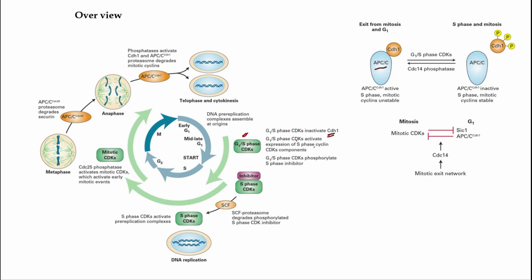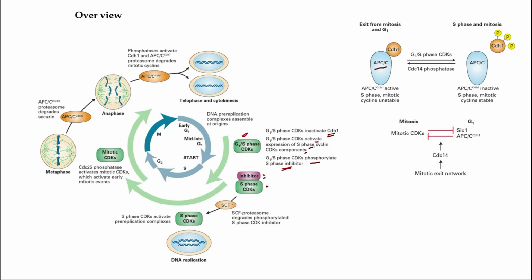The next work of the G1-S phase CDK is that it activates expression of the S phase cyclin-CDK components. Whatever cyclins as well as CDKs will work in the S phase, those components will be activated. The next work is that it phosphorylates the S phase inhibitor. In the S phase CDK, there is an inhibitor present, that means it is inhibiting the work of the S phase. The G1-S phase CDK phosphorylates this inhibitor.